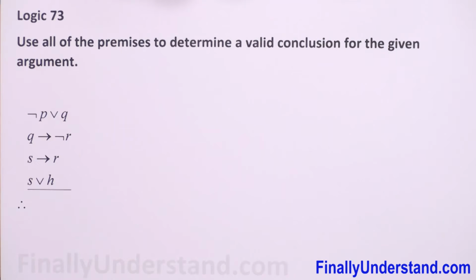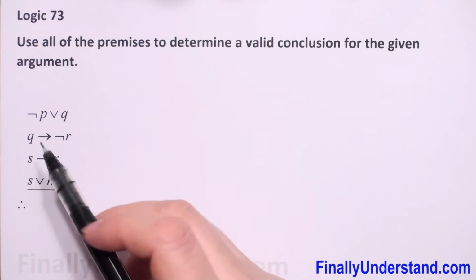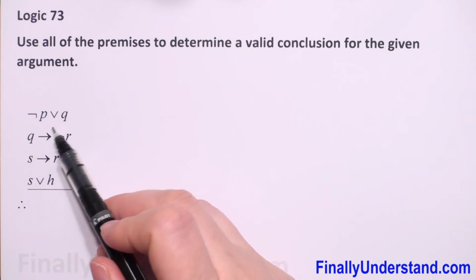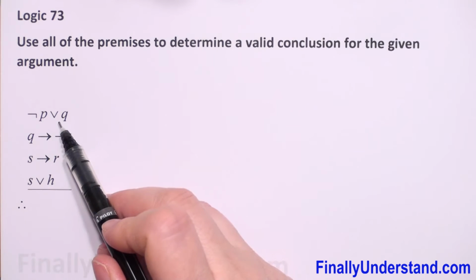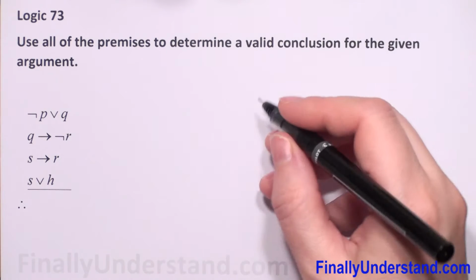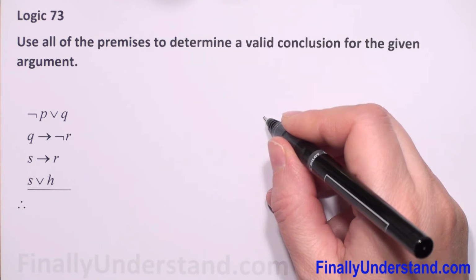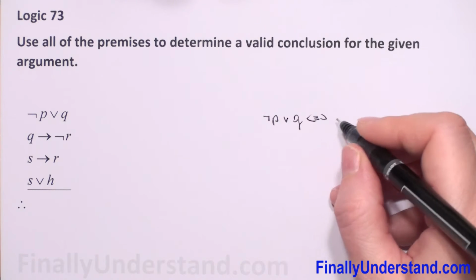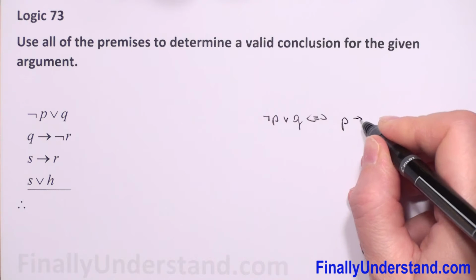Use all of the premises to determine a valid conclusion for the given argument. First premise is not P or Q. So we have this disjunction statement. This is equivalent to the conditional statement P implies Q. Let me write this. We have not P or Q. This is equivalent to P implies Q.